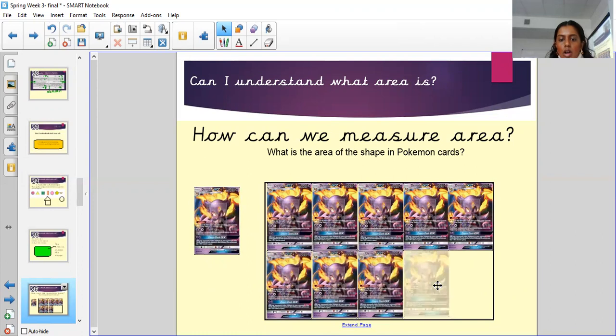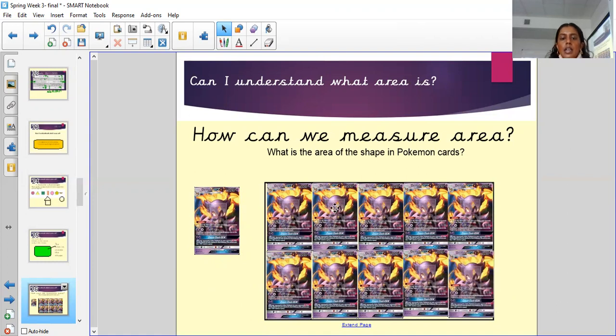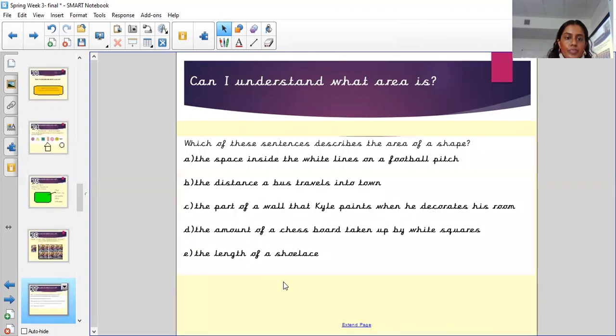So these Pokemon cards are filling up the area of this rectangle. So how many Pokemon cards have I used? 1, 2, 3, 4, 5, 6, 7, 8, 9, 10. 10 Pokemon cards is what I've used to fill up this rectangle. And that makes the area. 10 Pokemon cards is my area.